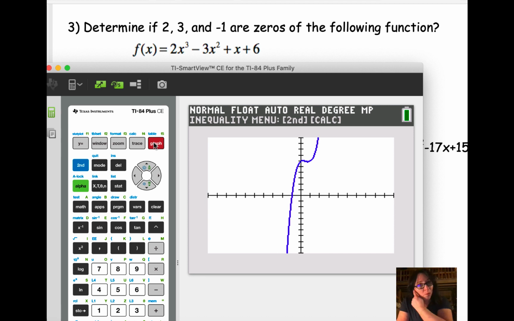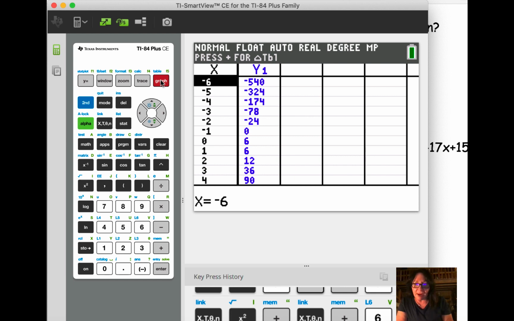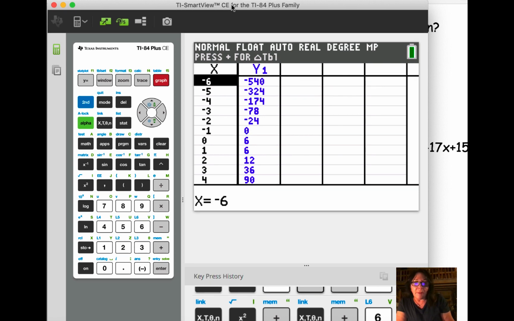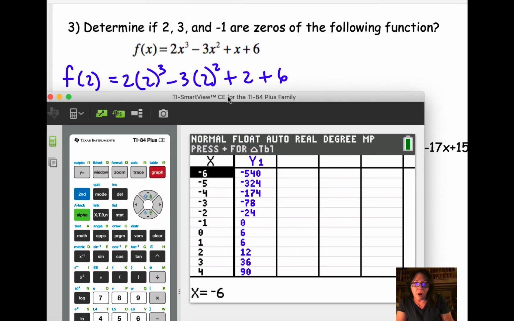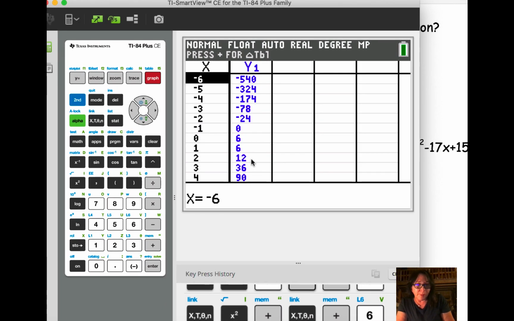Now you do know what it looks like, but I didn't do this for the graph. I did this for the table. So I would go to second and then graph, because that's going to give me my table. If you notice here, these are my values. I have a 0 at -1. The values that they want to know are 2, 3, and -1. So if I'm looking at 2, nope, it's not a 0. 3, not a 0. And -1 is a 0.